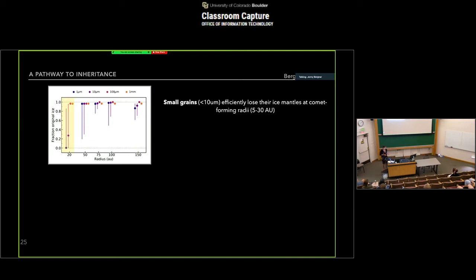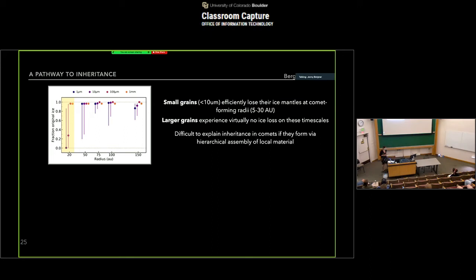Okay, so the first thing to note is that small grains less than about 10 microns are really efficiently losing their ice mantles. You can see these groups here are losing almost all of their ices. And this is also the inner tens of AU of the disk, where we think that comet formation is taking place. On the other hand, larger grains, these 100 micron and millimeter size grains, are basically not losing any ice anywhere within the disk on the timescales that we're looking at.